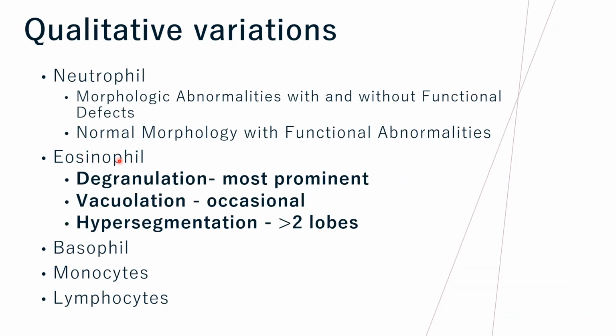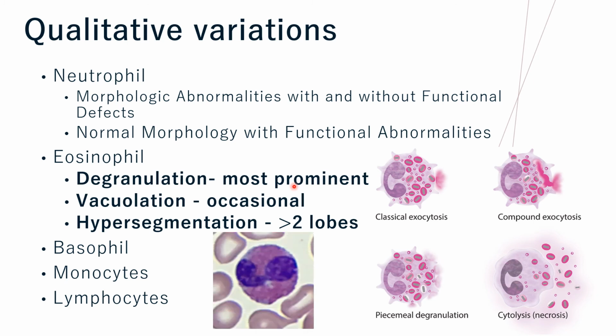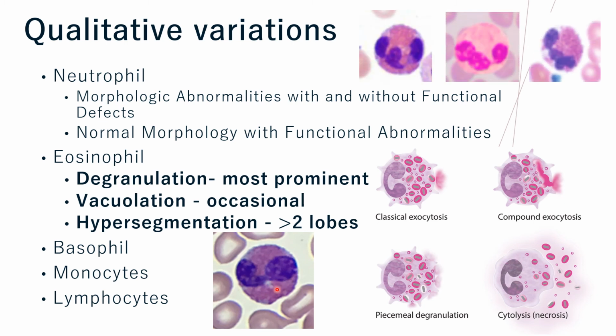Eosinophils exhibit some morphologic alterations that reflect activity and not an abnormality. Degranulation is probably the most prominent eosinophil alteration. Vacuolation is seen occasionally. The vacuoles tend to be quite small, and their significance is unknown. Hypersegmentation is the only relatively common nuclear alteration in reactive eosinophils. Since normal eosinophils have only 2 nuclear lobes, eosinophil hypersegmentation is defined as 3 or more lobes.